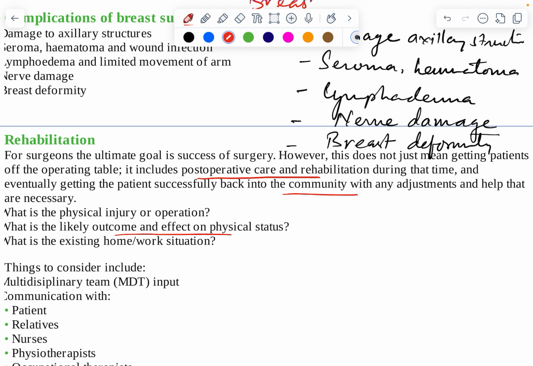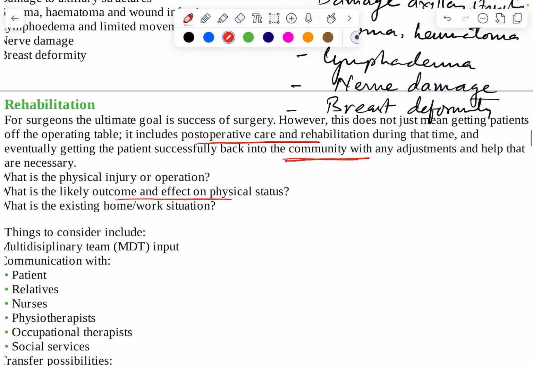Rehabilitation is the ultimate aim for successful surgery. However, this does not mean just getting the patient off the operating table. It includes post-operative care, rehabilitation during that time, and eventually getting back into the community. That will be the end.